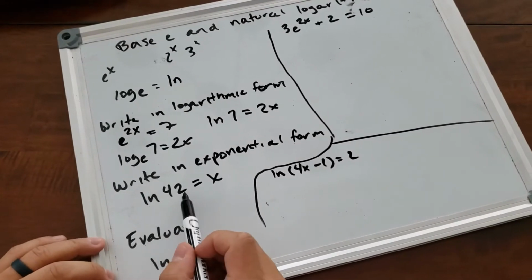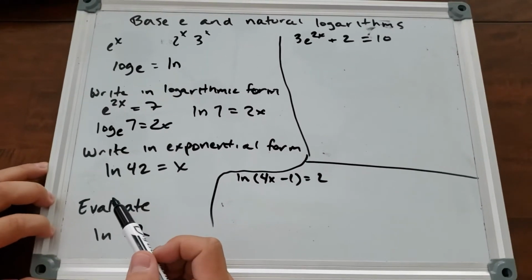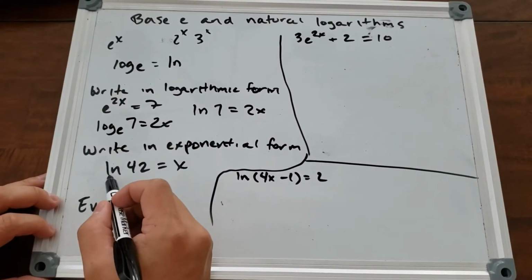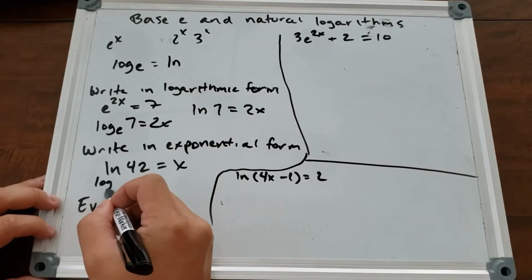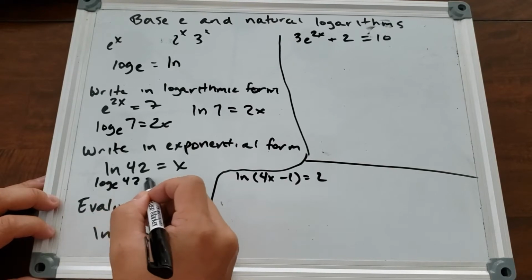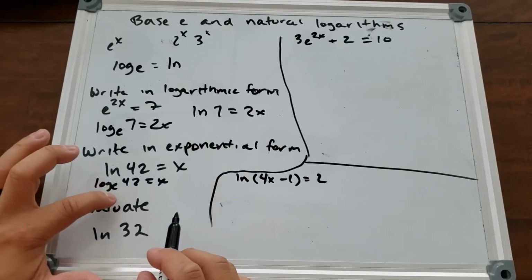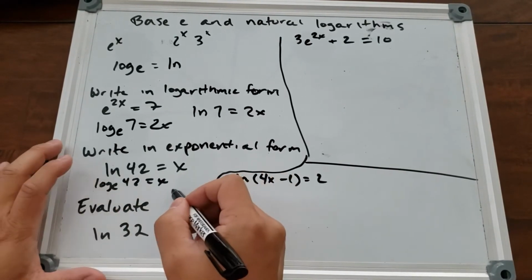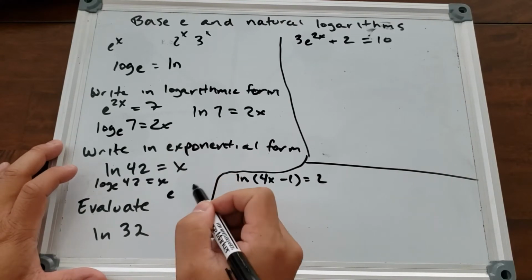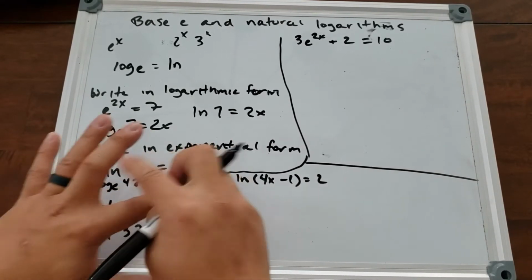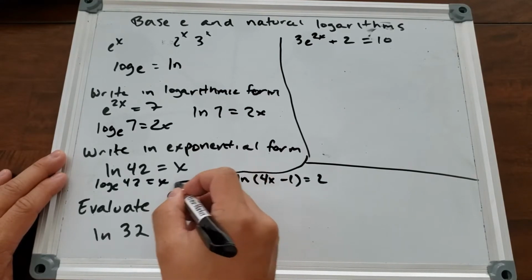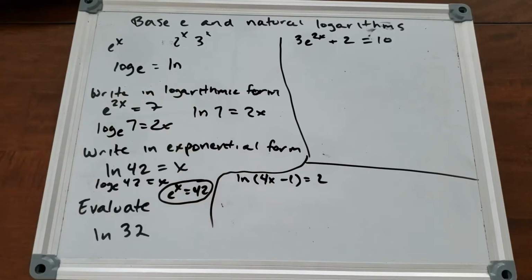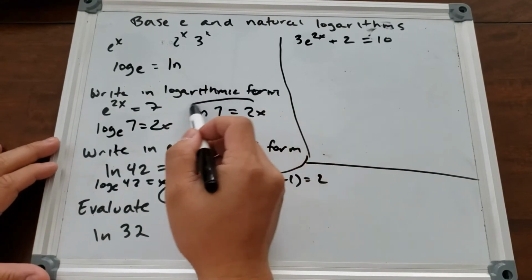So now, same thing here. We're going to write this one in exponential form. ln, I know, is the same thing as log e, so I'm going to write this as log e of 42 equals x before I start. Now, how do I write this in exponential form? Remember, this drops down and becomes big, so this e is going to become big. And what do you do with these two? You switch their positions. e to the x equals 42, and that's how you write this in exponential form.